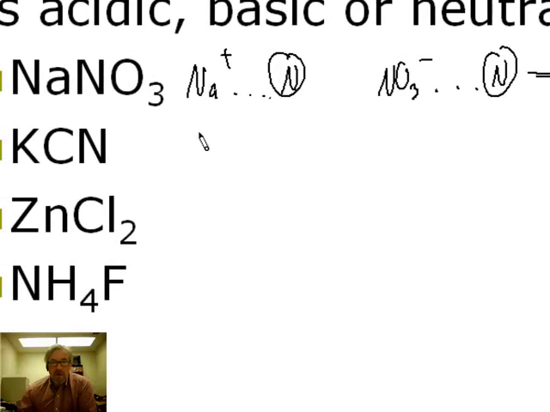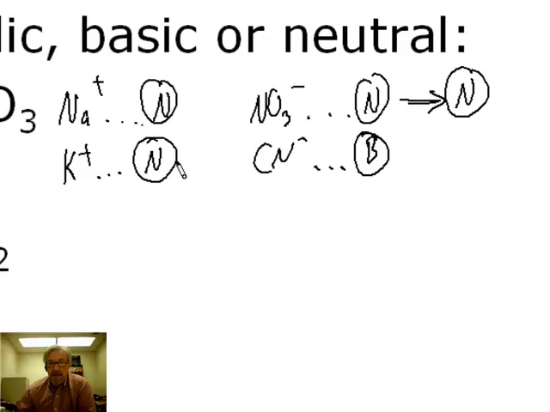Next one, KCN. K+, just like Na+, is the cation from a strong base, so that contributes to a neutral solution. CN- is not from a strong acid, so it wouldn't be neutral. It's not starting with H, so it's not an acidic anion. So CN- is in fact a weak base, and it's the conjugate base of cyanic acid. And so if that contributes to a basic solution and K+ contributes to a neutral solution, the net result is it's going to be a basic solution.